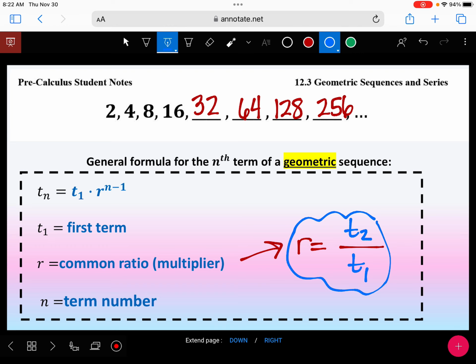So if you know it's geometric and you're not sure what we're multiplying by, just take T2 and divide it by T1. All right, so I'll give you a minute to copy that down, and then we can go over a few questions. So arithmetic is adding, geometric is multiplying.